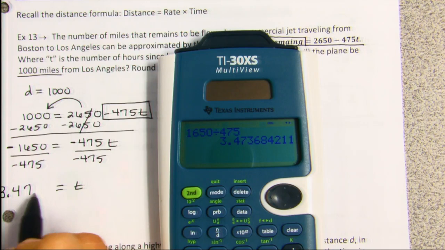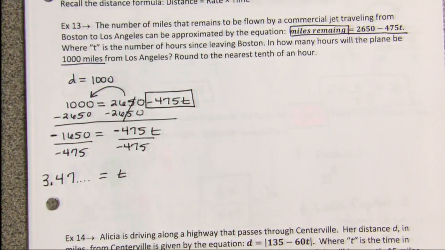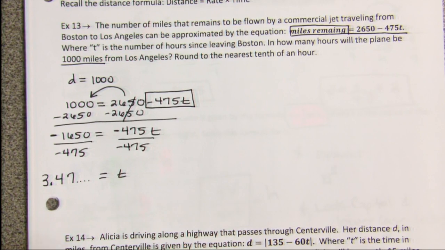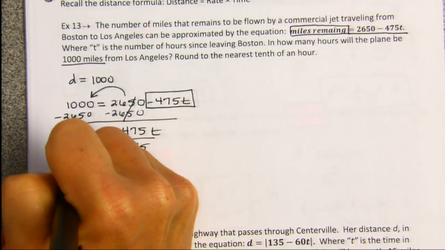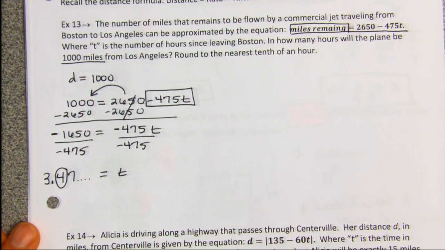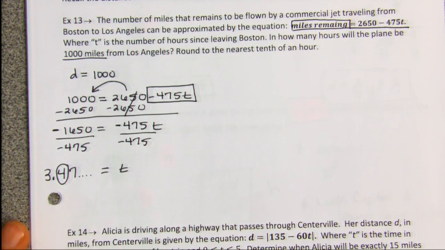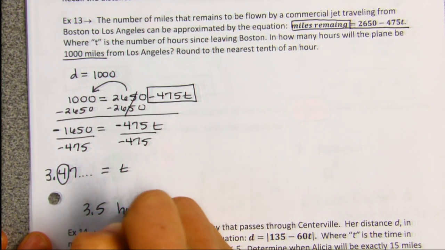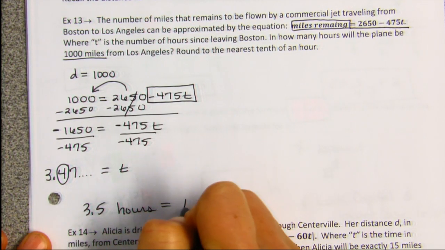So I know that this goes on and on and on, but I'm just going to write down two numbers because I need to look at the second to decide what happens with the first, right? This is the 10th. The number I just circled is in the 10th place. So am I going to round that up or keep it the same? No. Round it up. So we're going to say 3.5 hours is our time.